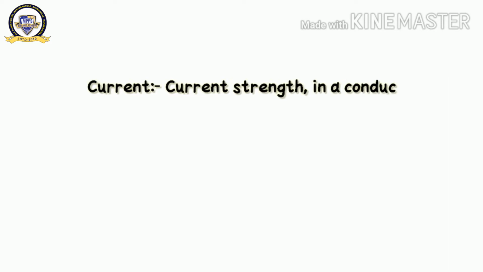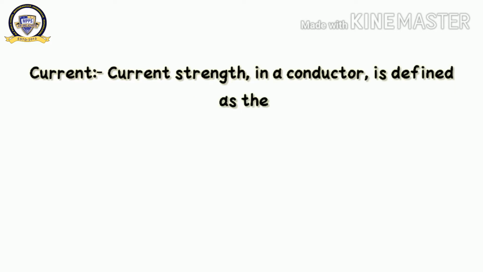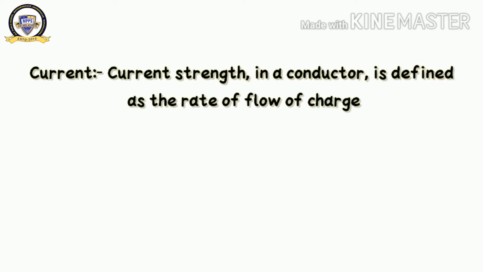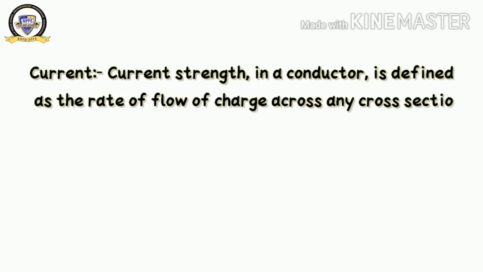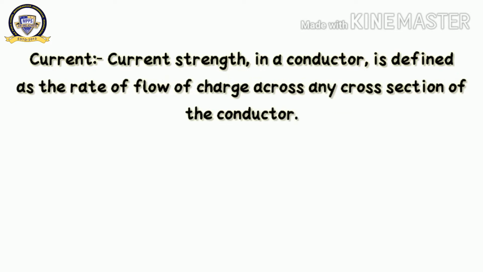It is also termed current strength. We can define it as follows: current strength in a conductor is the rate of flow of charge across any cross section of the conductor. Again, I am repeating that it is the rate of flow of electric charge. You should know electric charges are of two types, positive and negative, so you can take either charge to define the electric current.